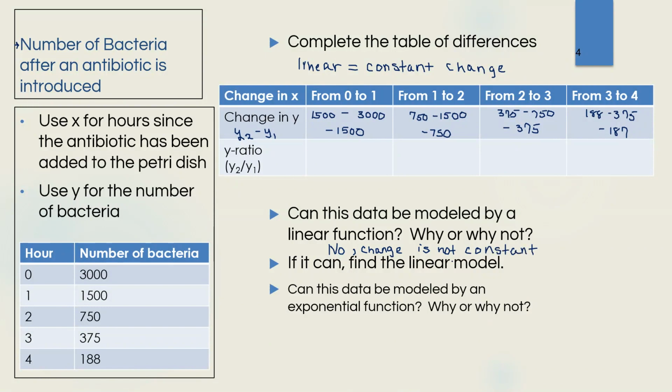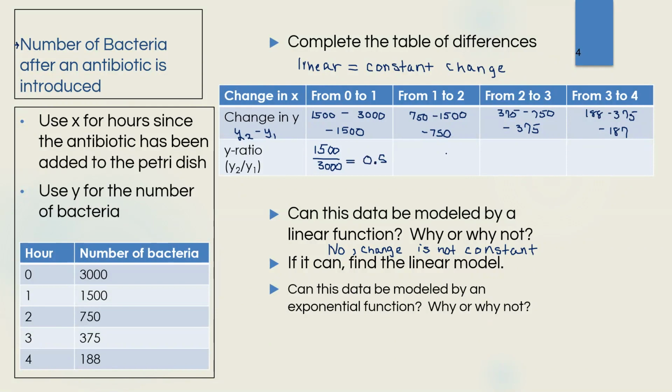Last week then, we talked about the second most common function, which is exponential. And we talked about in exponential data, if you have a constant y ratio, then you could use an exponential function. So I have us going through and looking at our y ratios. Our y ratios are always the y2 value divided by the y1. So in this case, my y2 is 1500 divided by y1 of 3000. And that comes out to 0.5.